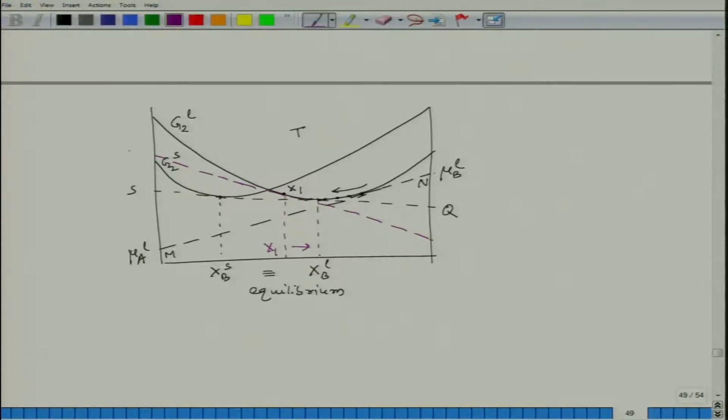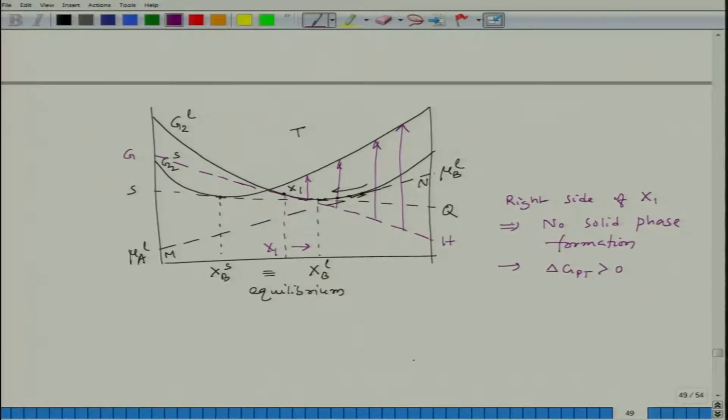I can term it as GH. So if I try to go on the right side, every time I see that I have to increase the free energy to reach the free energy line for solid. So that means on the right side of X1, no solid phase, since delta G for liquid to solid formation is greater than 0.